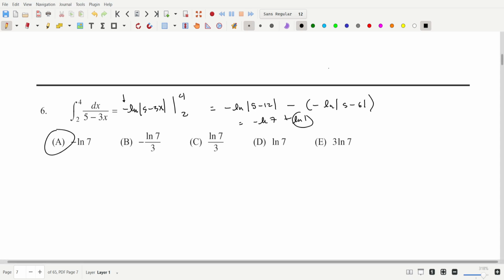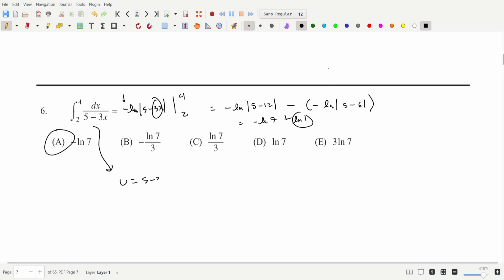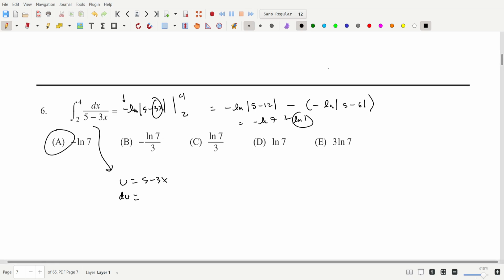I just completely forgot the chain rule. Oh my god, it's so bad. Okay, let's do this more carefully with the u sub. u is 5 minus 3x. This is the better way to do it. Yeah, I just completely whiffed this u sub.